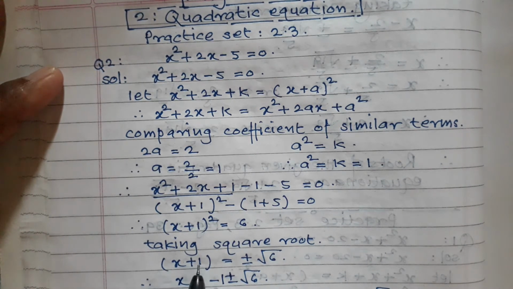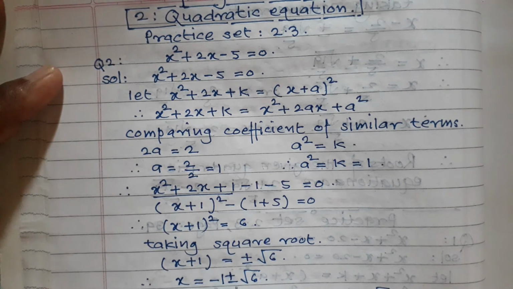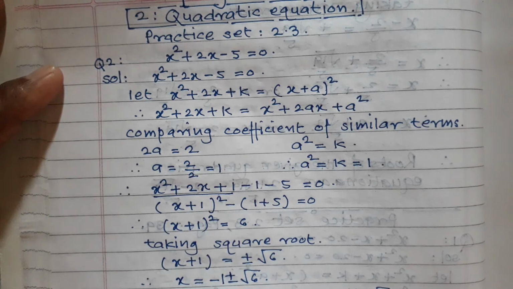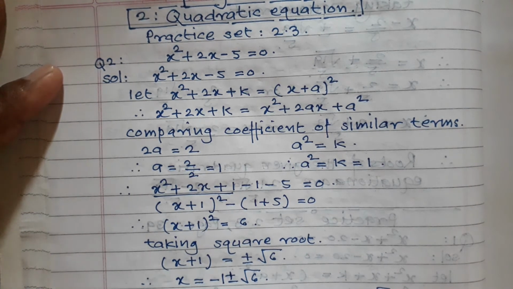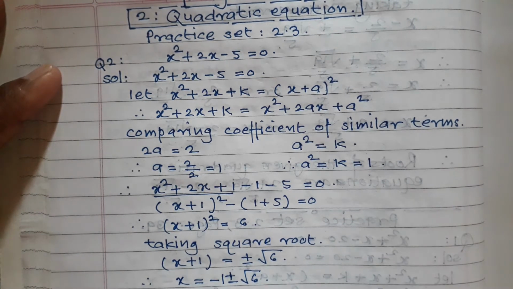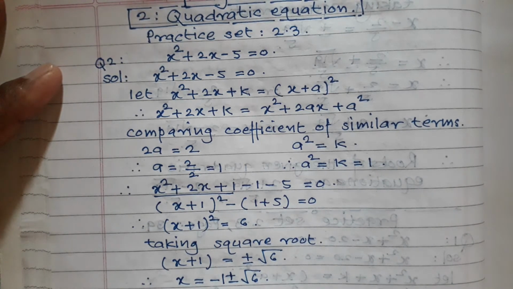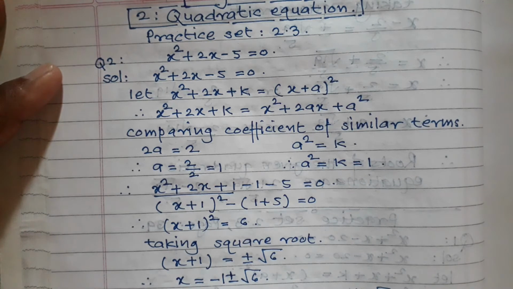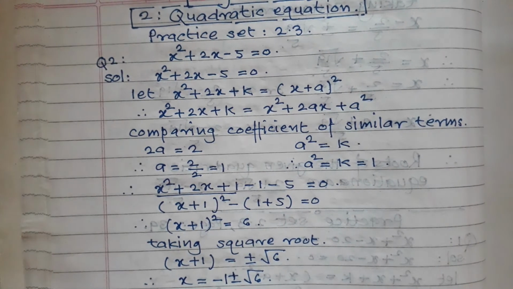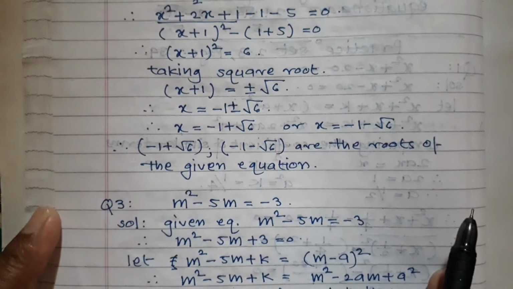This 1 you transfer on this side. So x is equal to minus 1 plus minus root 6, and therefore x is equal to minus 1 plus root 6, or x is equal to minus 1 minus root 6, and hence minus 1 plus root 6 and minus 1 minus root 6 are the roots of the given quadratic equation. Okay, then I explain you example number 3.